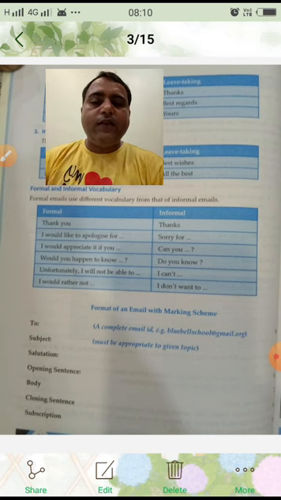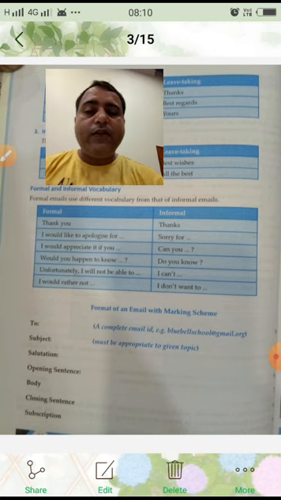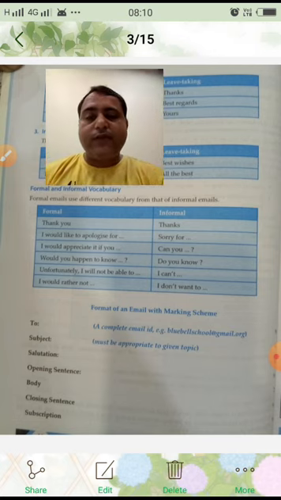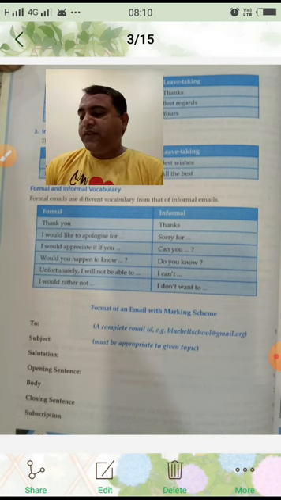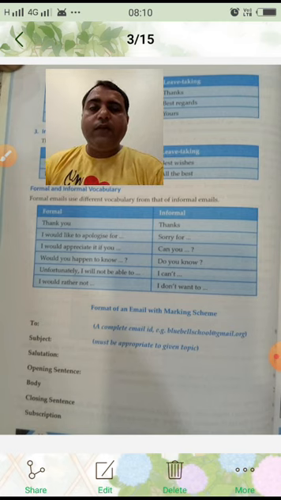Now for the first point, that is writing an email address, it carries half marks. Then the subject is there. The subject must be appropriate to the given topic, that whatever topic is given to you to write an email, that will remain as the subject.